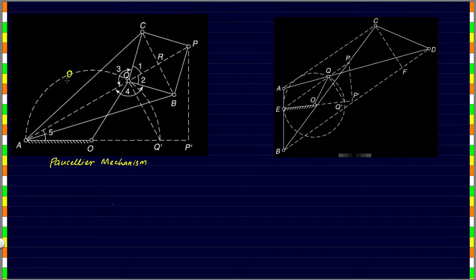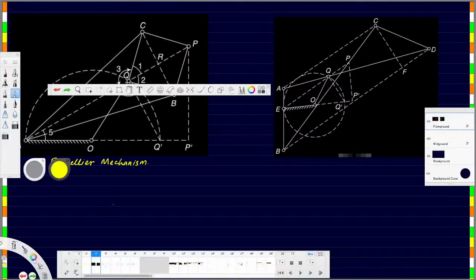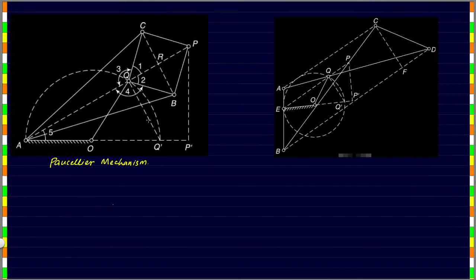Whatever dotted lines we are seeing here, all these dotted lines are not links. They are just construction lines for reference purposes. So all these dotted lines are not the links, and we should not count them as links. That is the first thing to keep in mind.